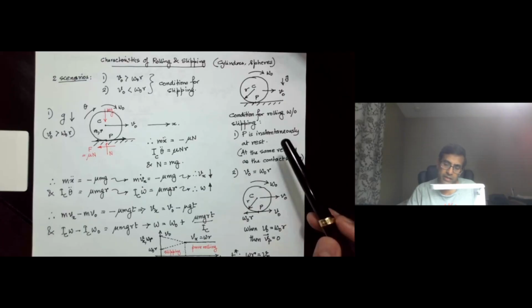So we are considering the motion of a cylinder on a horizontal plane. In the previous video, we made the observation that if the cylinder has a forward velocity of V0 and an angular speed, that is a spinning speed, of omega naught, then the condition for rolling without slipping is V0 equals omega naught r, where r is the radius of the cylinder or the sphere.